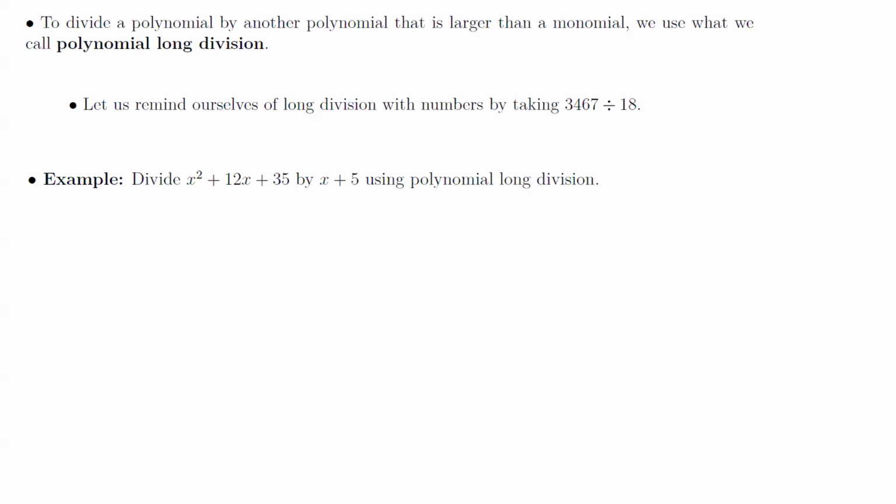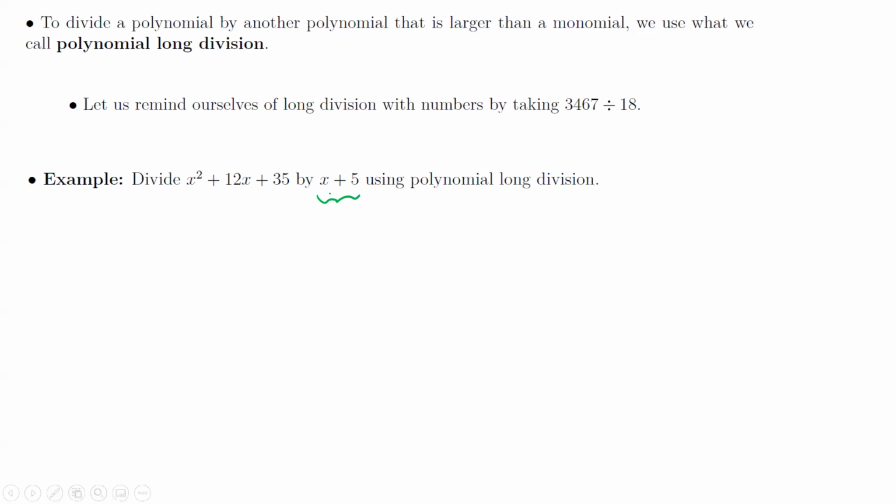So in this video, we're going to also look at dividing polynomials, but we're going to look at what happens when we divide them by a binomial or greater. So binomial meaning two terms or more than two terms. So x squared plus 12x plus 35 divided by x plus 5.